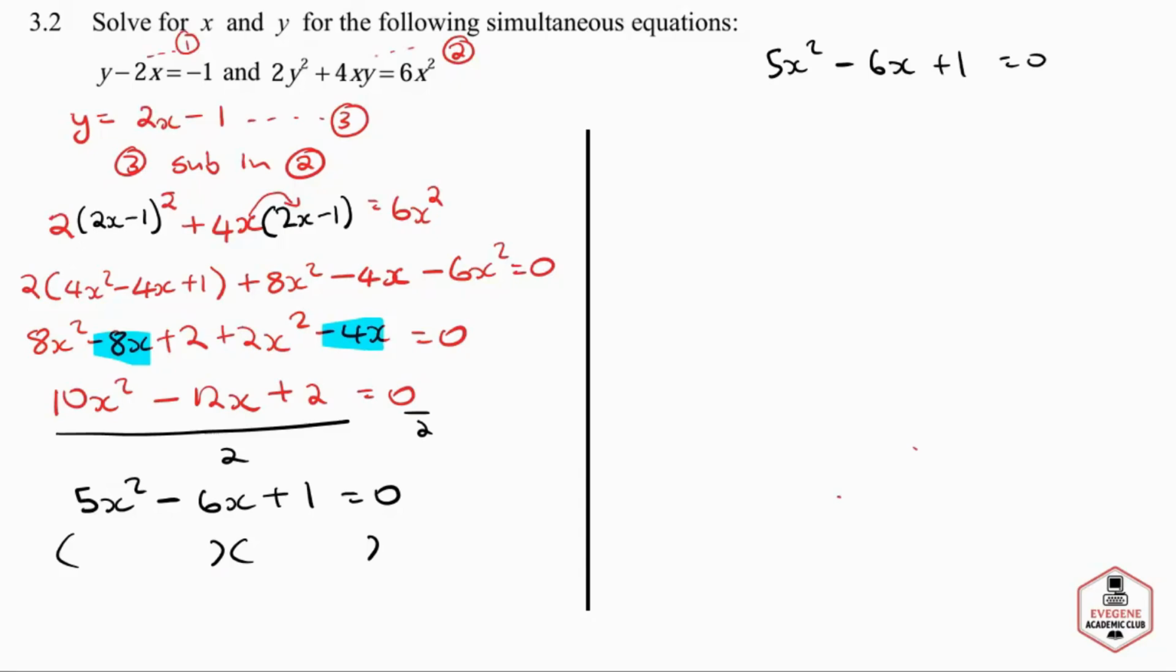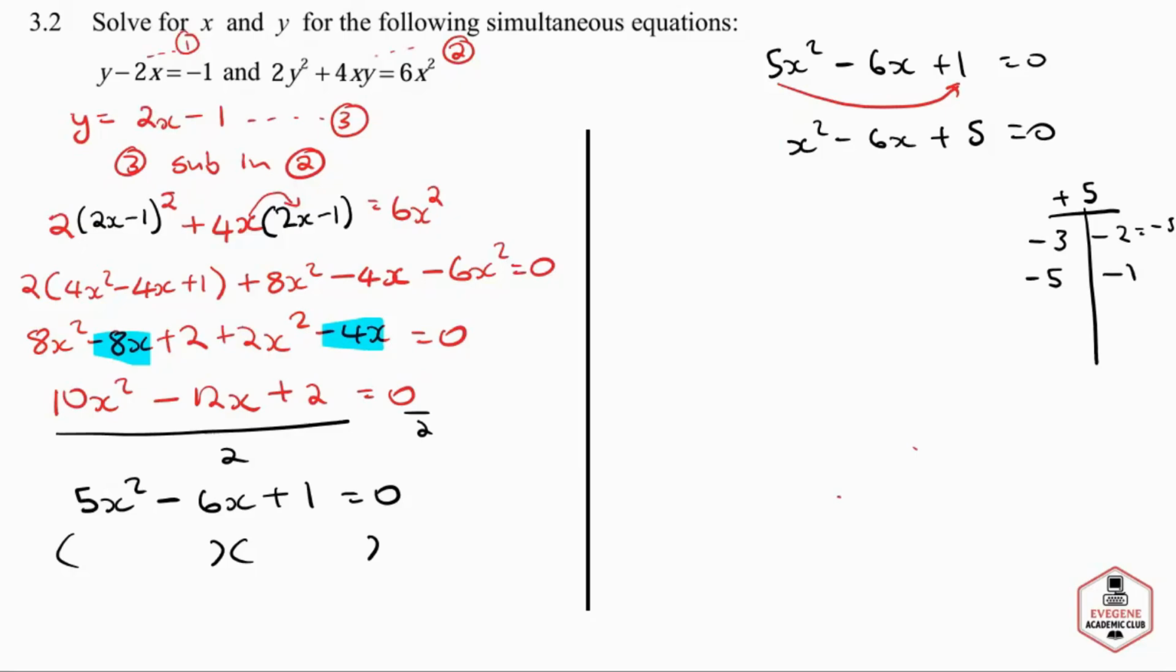So I'm going to have x squared minus 6x plus 5 equal to 0. It's easier to deal with something like this now. Now I'm going to look at the factors of 5 that are going to give me negative 6. Let's see. Negative 3, negative 2. If I multiply, I get a positive, but if I add, it's negative 5. Negative 5, negative 1. If I add these two, negative 6.